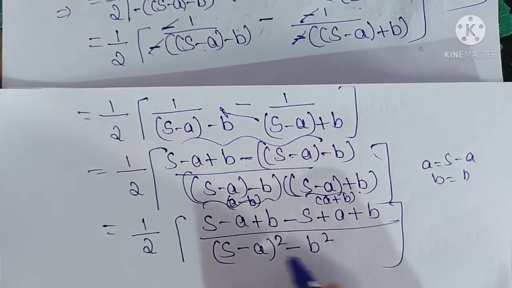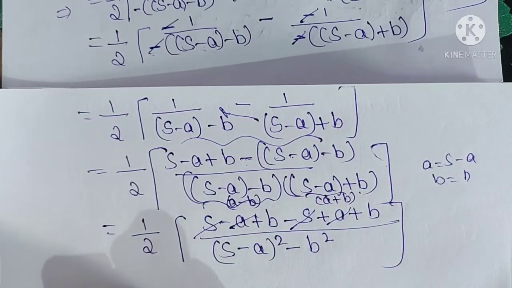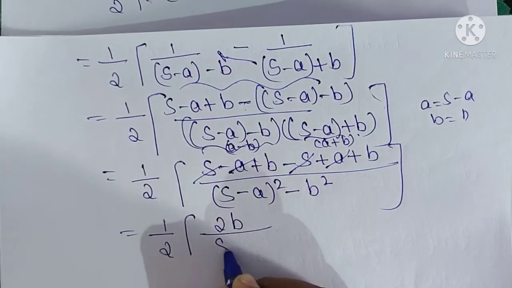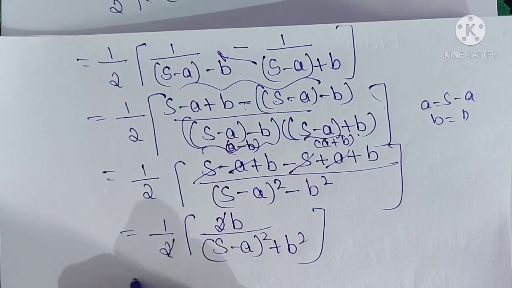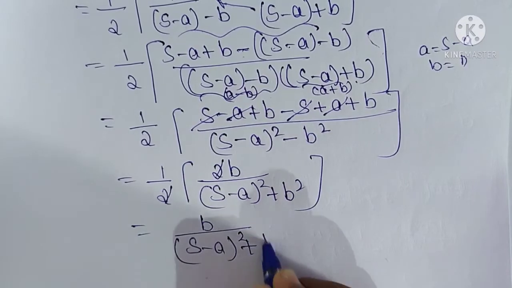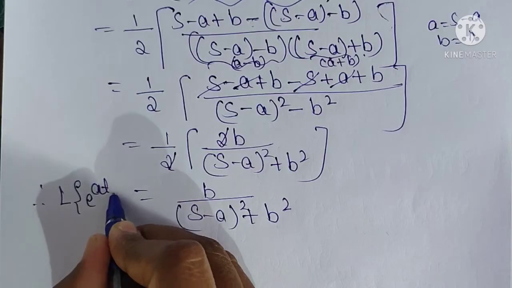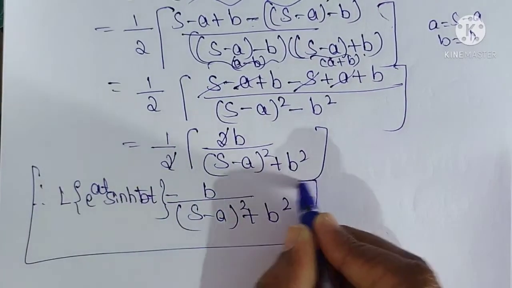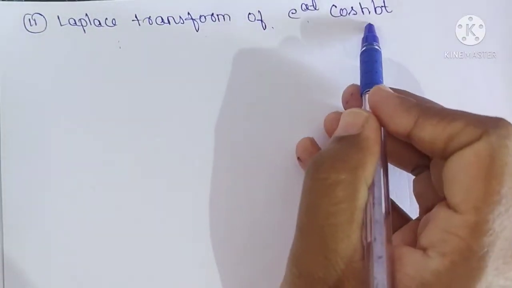Here in the numerator, minus a plus a get cancelled, minus s plus s get cancelled, remaining 1 by 2 into b plus b, which is 2b, divided by (s minus a) whole square plus b square. The 2 gets cancelled, leaving b divided by (s minus a) whole square plus b square. This is the Laplace transformation of e power at into sin h of bt. Hence the solution. Next problem: Laplace transform of e power at cos h of bt.